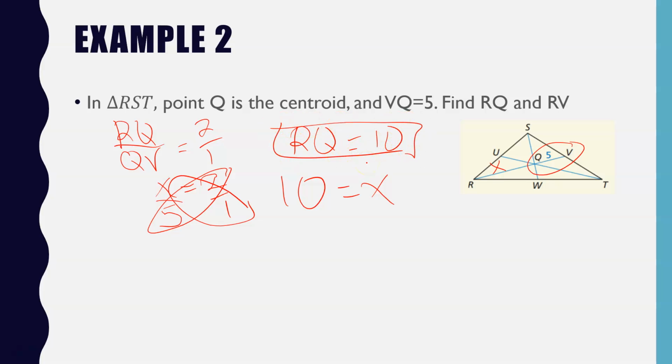And then I want to do the same thing I did on the other one to find the entire length. This was 10, so I add 10 and 5, which gives me 15 for RV.